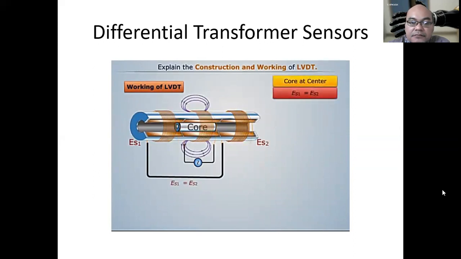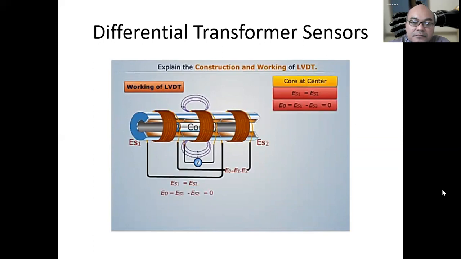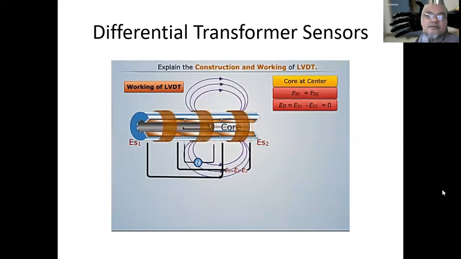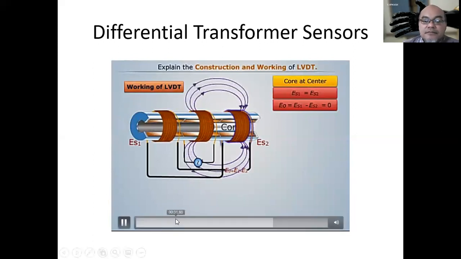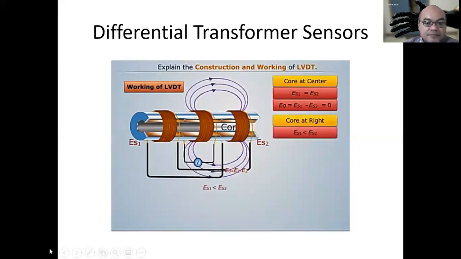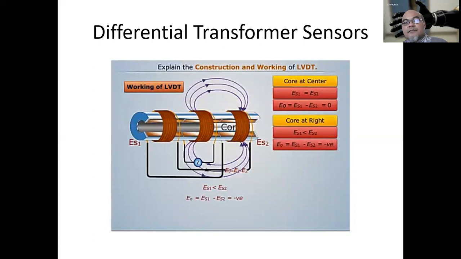We see that initially the core is placed in such a position that equal EMF gets induced in both the coils, due to which the net EMF of the two secondary coils becomes 0. This position of the core is known as null position. Now, if we move the core towards the right, we see that the flux linking with coil S2 becomes greater than the flux linking with coil S1. As a result, the EMF induced in coil S2 becomes greater than the EMF induced in coil S1, and the net EMF shows a negative value.